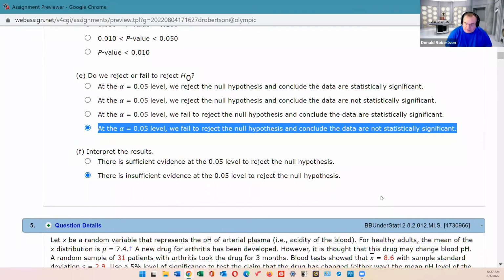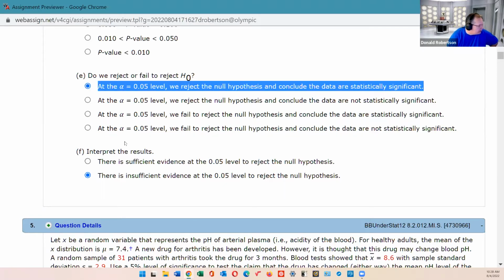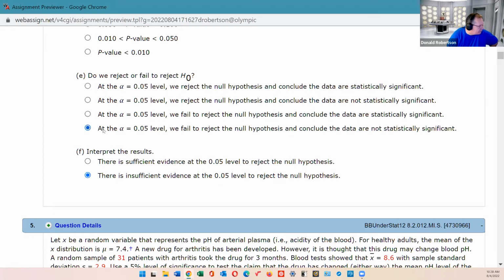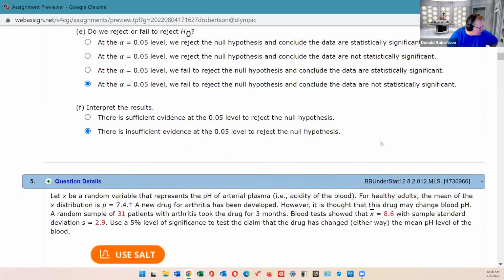So from start to finish, we have a null and alternate. We put all the information into SOLVE, and the most important number we'll find is the p-value. If the p-value is less than the significance level, we'll choose that as our conclusion. And if it is not less than the significance level, we'll pick the other as our conclusion.